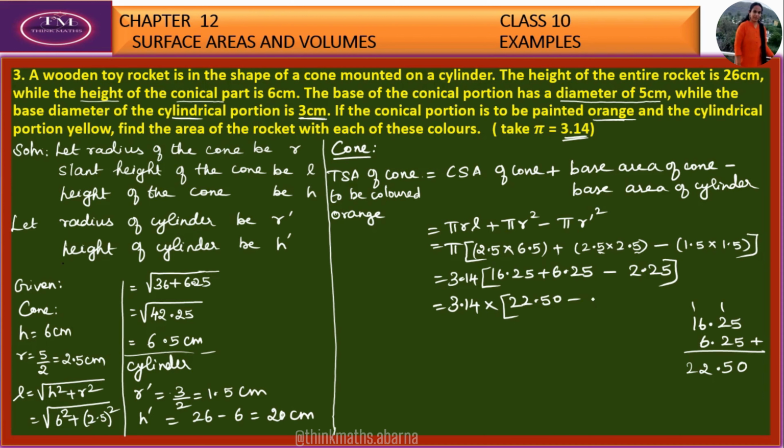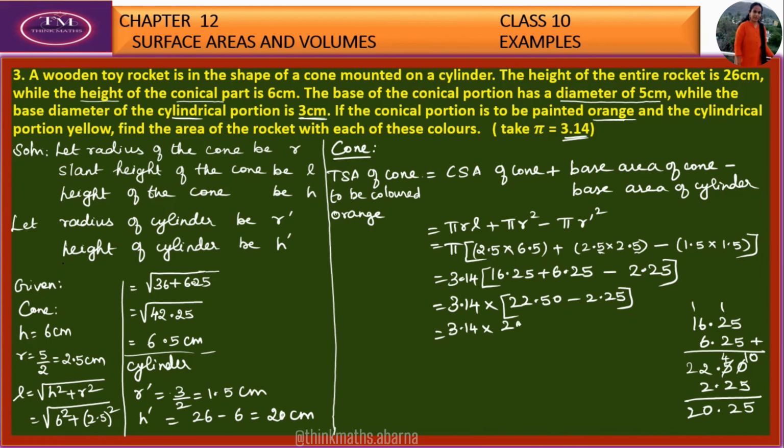22.50 minus 2.25. So subtracting 2.25 we will get, taking from here and this becomes 10. 10 minus 5 is 5. 4 minus 2 is 2. Balance 2. 2 minus 2 is 0 and this 2 comes down. So it is 20.25.